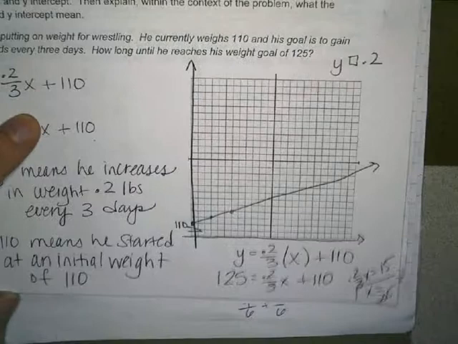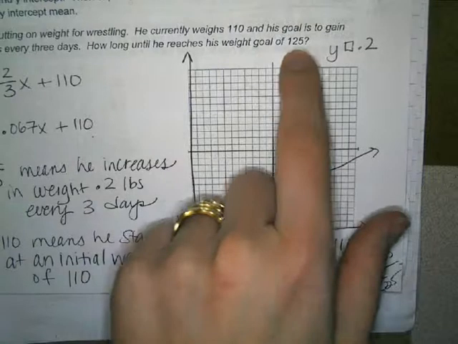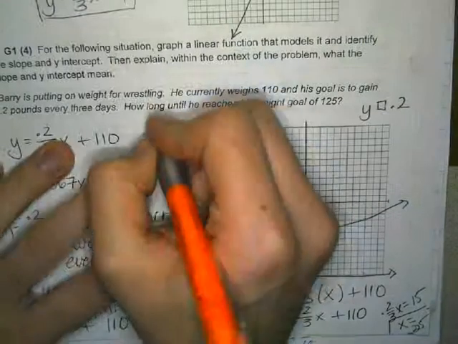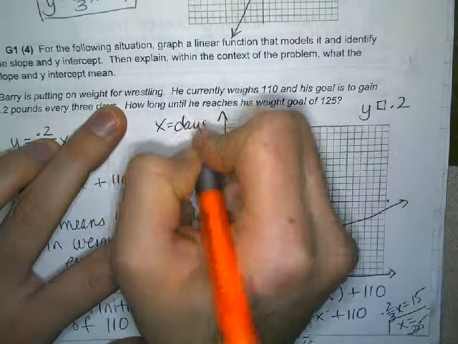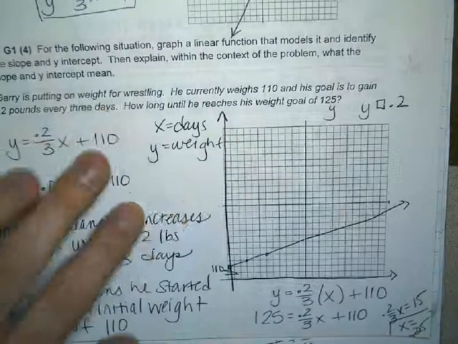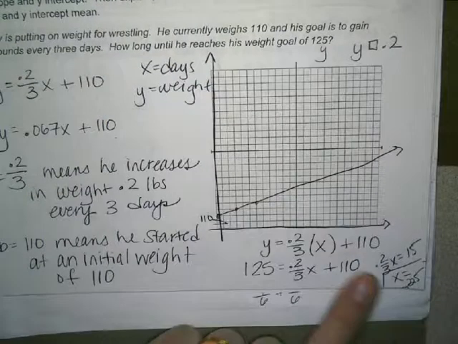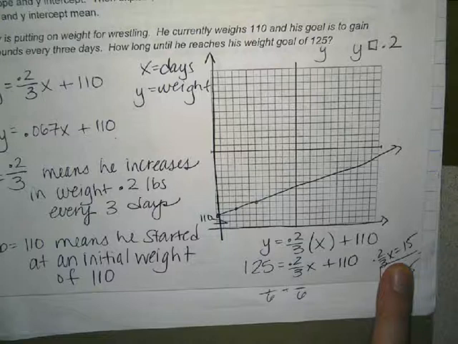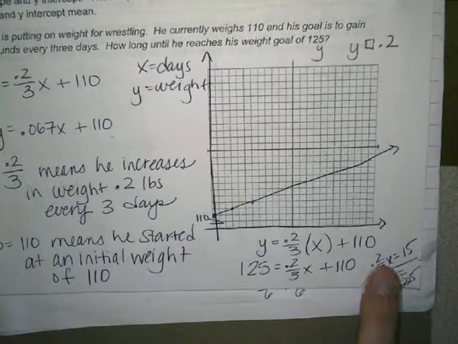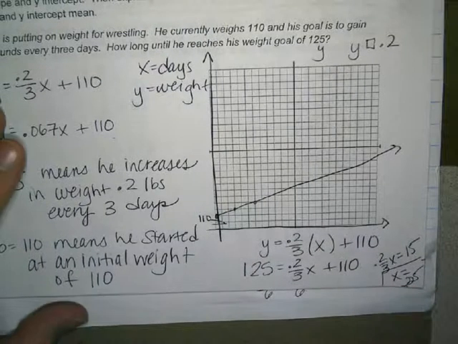And then in order to figure out how long until he reaches his weight goal, 125: 125 is a y value here, and that's something I should have indicated. X is days, y is the weight. So they're giving me a y value there. I'm going to take that y value and plug it into my function for y. Then I subtracted 110 from both sides to get 0.2 over 3x equals 15. And then I divided both sides by 0.2 over 3 to get 225. And that should be 225 days.